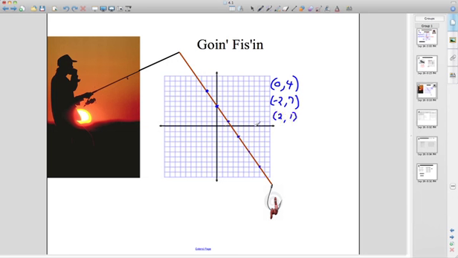If I start to go into fractions, I don't really know. Is that over 3 down a half? Maybe, maybe not. So I'm going to stick to ones where I know exactly where it hits. So I know it hits at 4, comma, negative 2. So these are all points on my line.